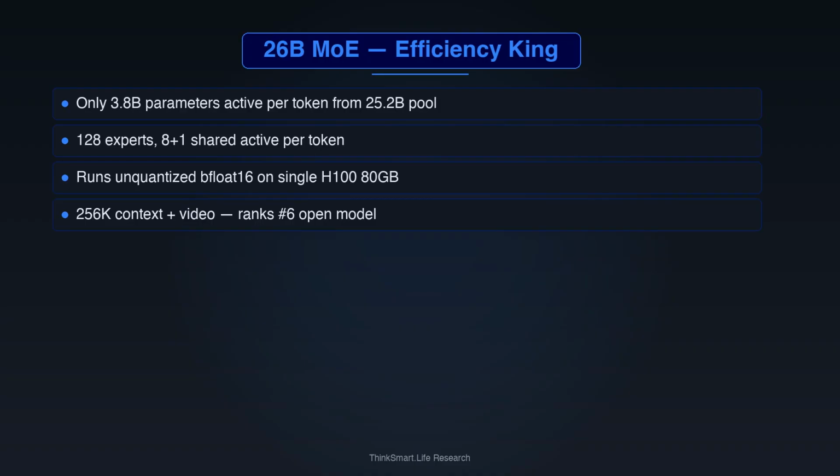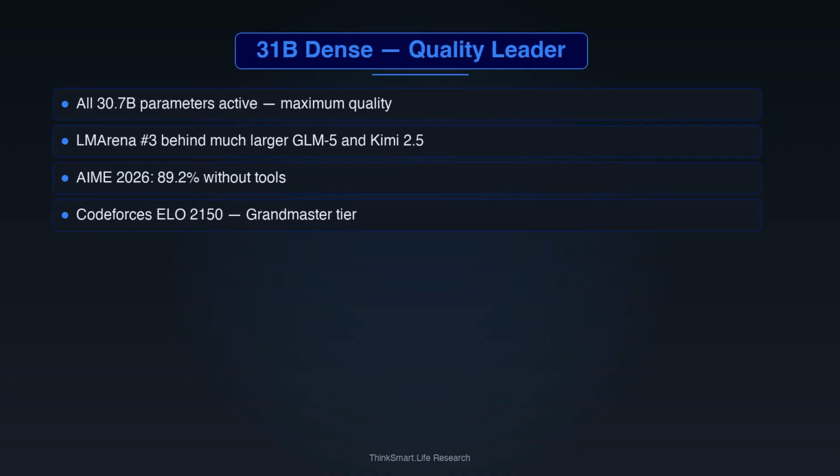31B dense, quality leader. All 30.7 billion parameters are active for maximum quality. Ranks number 3 on LM Arena behind the much larger GLM5 and Kimi 2.5. AIME 2026, 89.2% accuracy without tools. Codeforces ELO of 2150, that's Grandmaster tier.